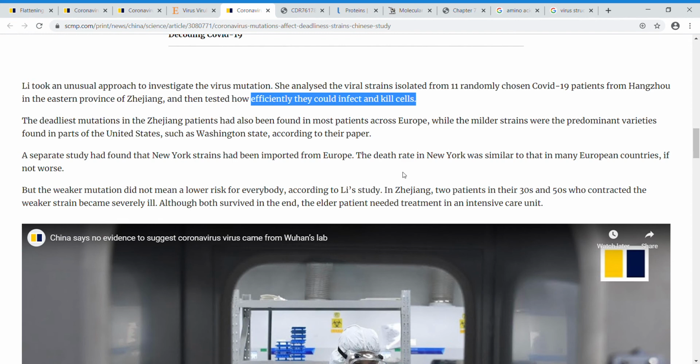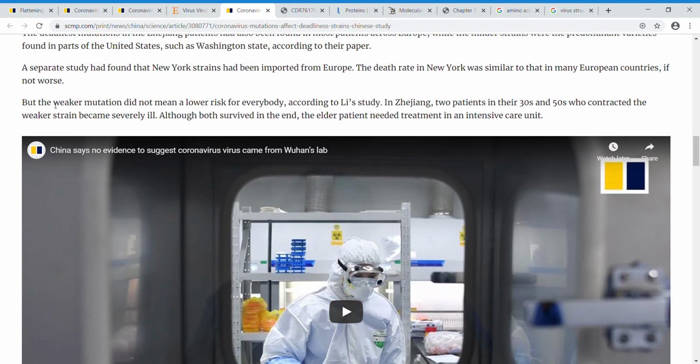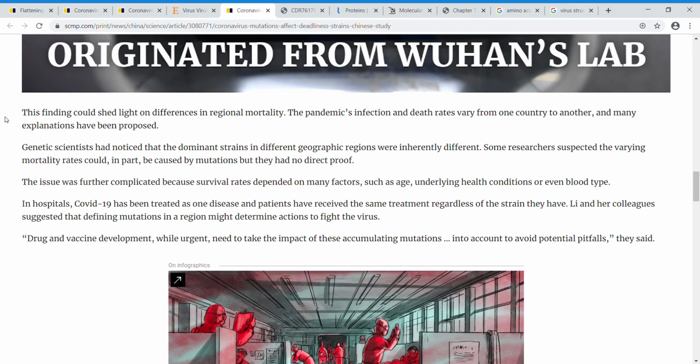So here's all the sort of errors you could make with doing a cell passage. And then they compared it to the strains in Europe, the strains in the US, right? She also made a caveat saying, look, looking at the clinical outcomes, the weaker strain didn't mean that everybody had it mild, because some patients had the quote weaker strain and they got very ill. So we know that has to do with the host as well, and people have different genetics, different immune systems, right?